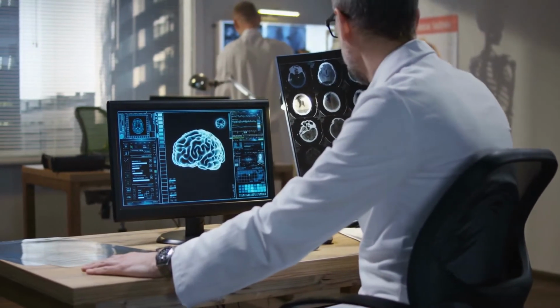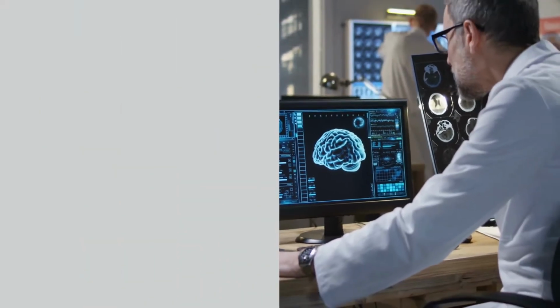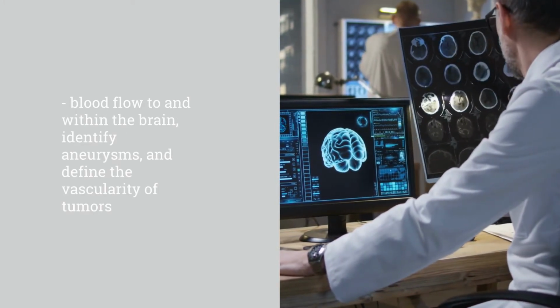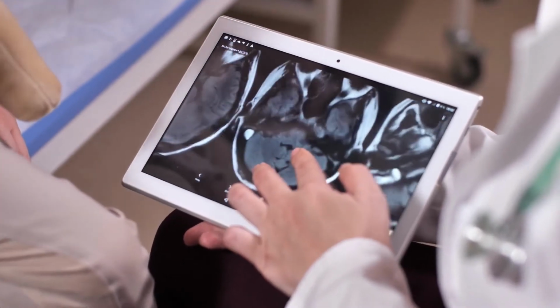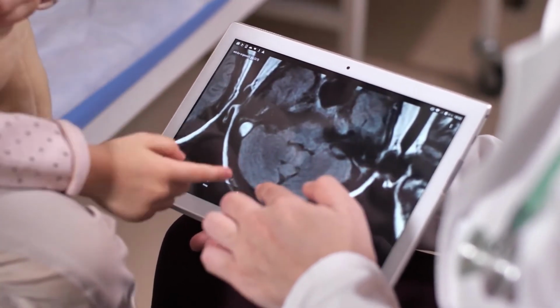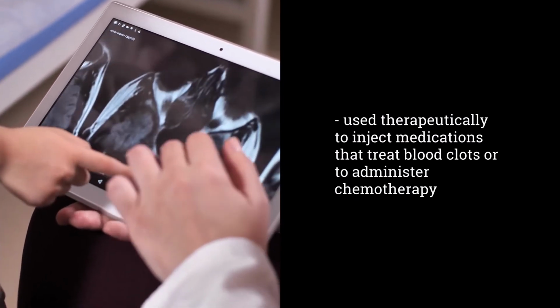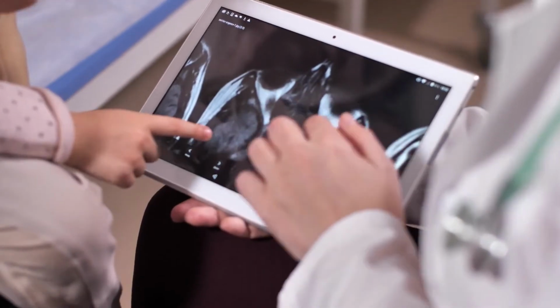There are many reasons why a cerebral angiography is used. It is used to assess the blood flow to and within the brain, identify aneurysms, and define the vascularity of tumors, useful for surgical planning. It is also used therapeutically to inject medications that treat blood clots or to administer chemotherapy.